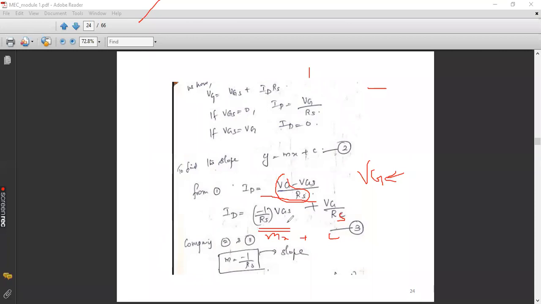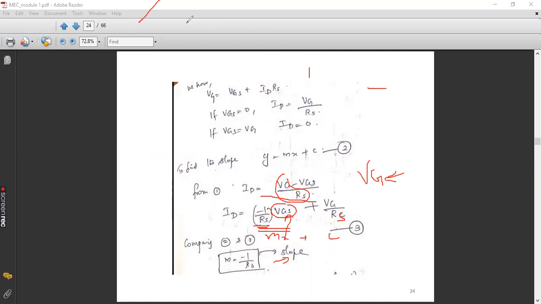Now what is X? The X parameter is nothing but the parameter that you are plotting in the x-axis of the graph, that is your VGS. So this is your X term, and the remaining term will be your M. So minus 1 by Rs is your M, that is your slope. In this way, you have found the slope of the DC load line. So the slope of the DC load line is minus 1 by Rs. Any doubts in this mathematical approach?